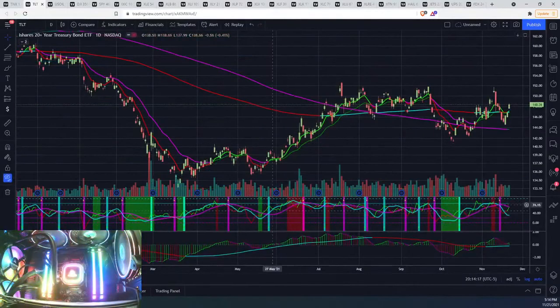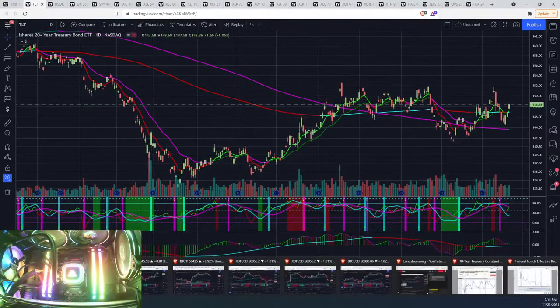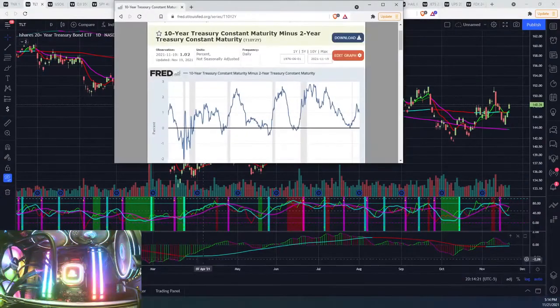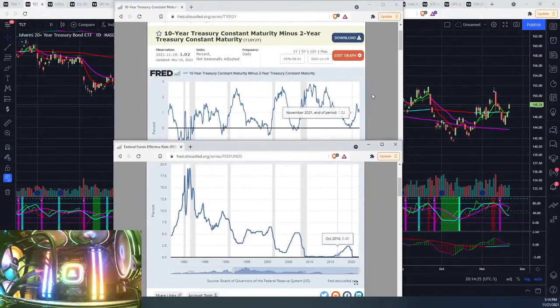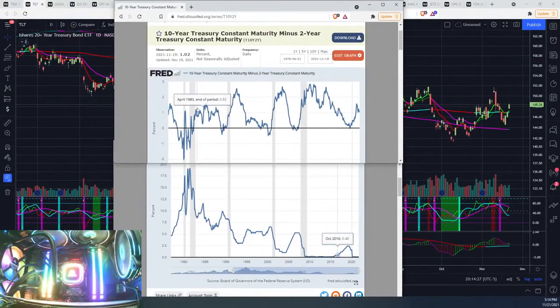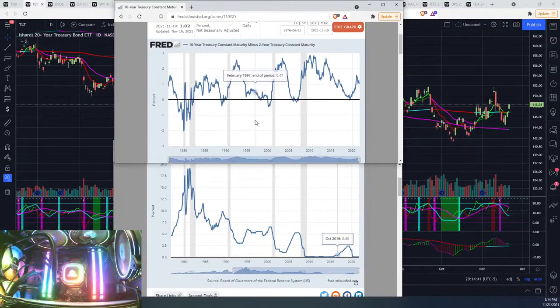So let's switch over to some data from the Fed, the FRED data. I want to take a look at a couple of things. First, let's start here with the 10-year Treasury constant maturity minus the 2-year Treasury constant maturity. So this is the 10-year Treasury yield minus the 2-year Treasury yield. Why is that important? Well, let's break it down.